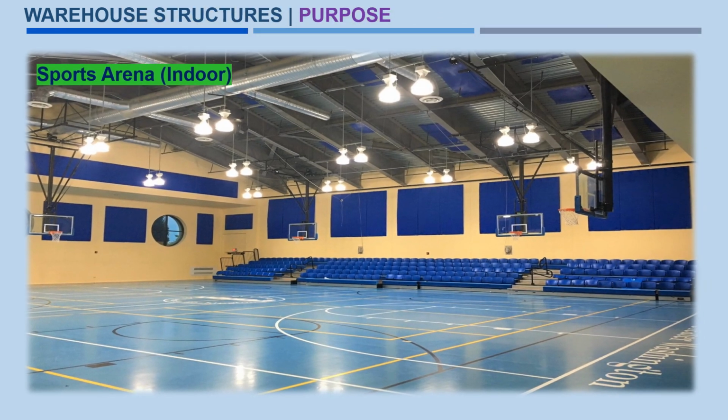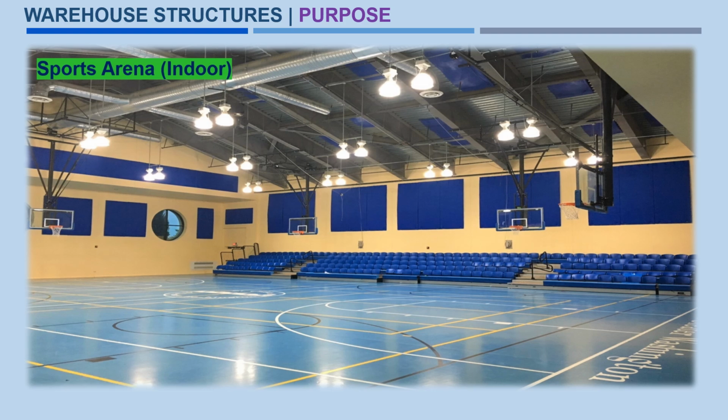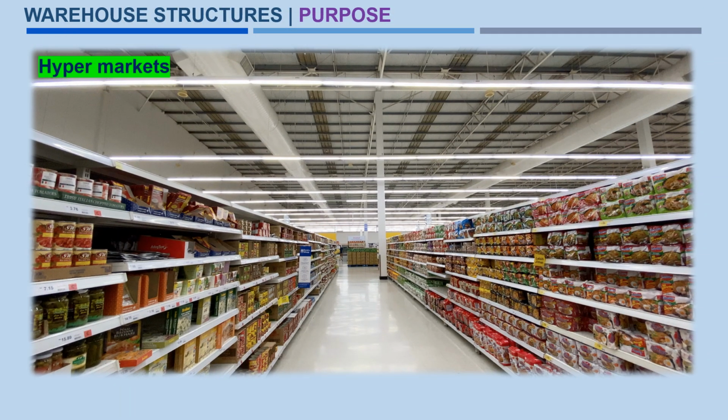This is the next type of warehouse purpose, a sports arena. This is a basketball indoor sports arena which has a similar kind of warehouse structure, having the rafter, main column, ties, secondary beams, sag rods, all of which you can view here. Also the duct which is running for HVAC. This is a view of hypermarkets. Similar kinds of warehouse structure framings are used here.